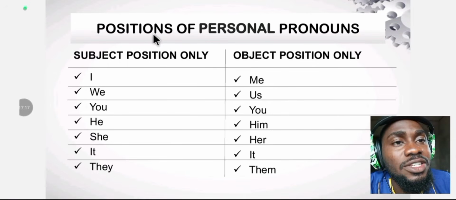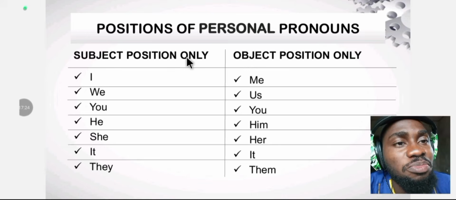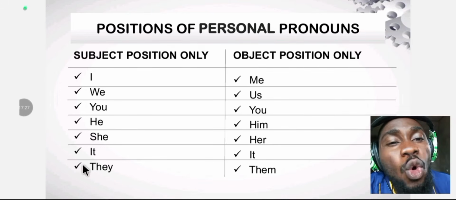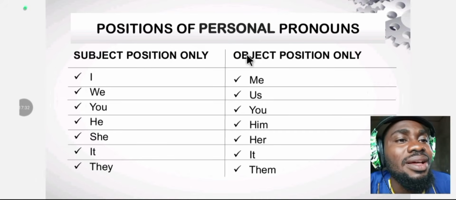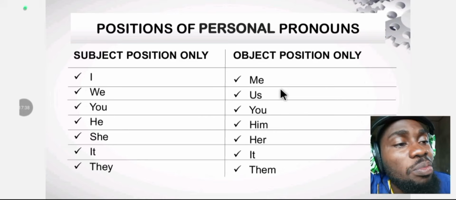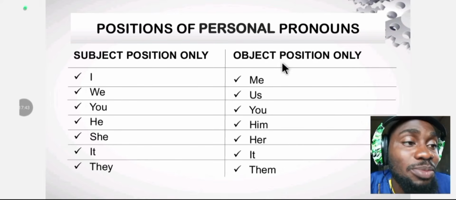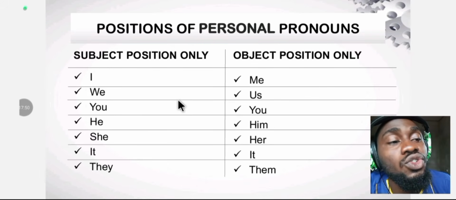The heading says positions of personal pronouns. The subject position only: these ones can only be placed on the subject position. The object position only: these lists here can only occupy the object position. Never put anyone that is supposed to be on the subject position on the object position, except the ones that are mixed, that can be found in both the subject and the object position.